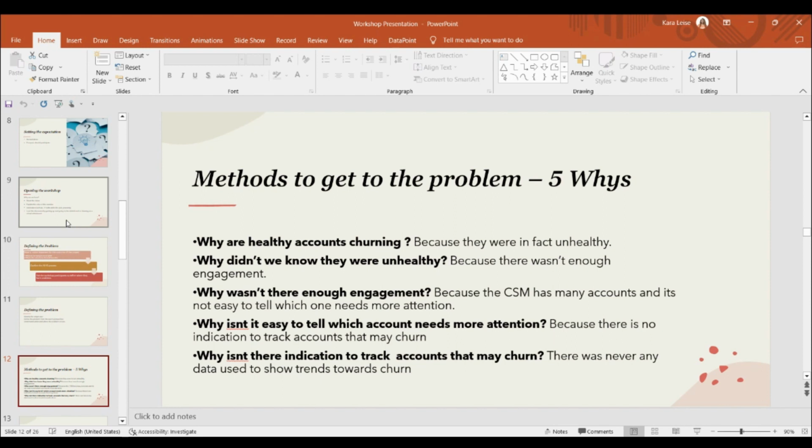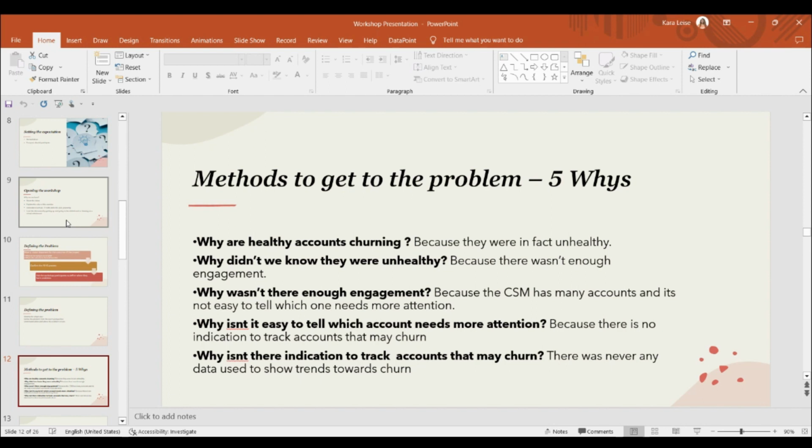Why didn't we know they were unhealthy is the follow-up question. And that's because there wasn't enough engagement. That would be the answer. Why wasn't there enough engagement? Third why. And the answer there was because the CSM has many accounts and it's not easy to tell which ones need more attention. Okay.